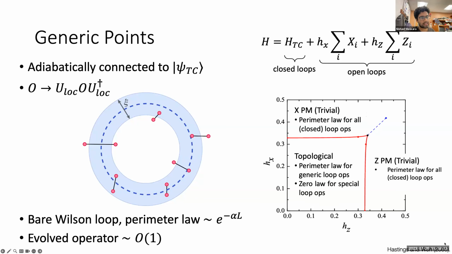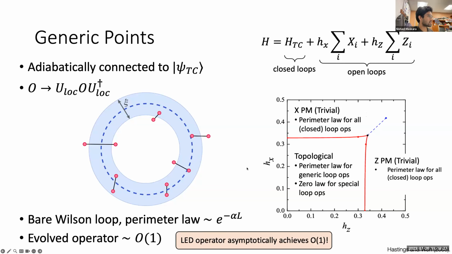There's this nice paper from Hastings and Wen where they discuss this in great detail, and there they call it a zero law for these true Wilson loop operators. The procedure that we're going to outline today doesn't actually construct this adiabatic connection. However, it is still able to asymptotically achieve order 1 type scaling, a zero law, in the vicinity of the topological fixed point. That's the key advantage of using this error detection property to classify topological phases: it allows us to turn this perimeter law into something that's effectively order 1. Okay, so questions about this?